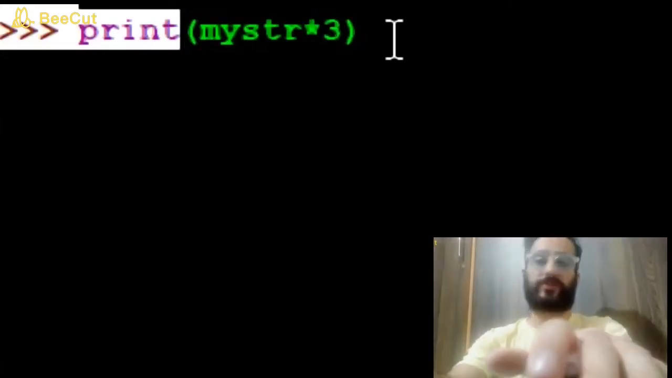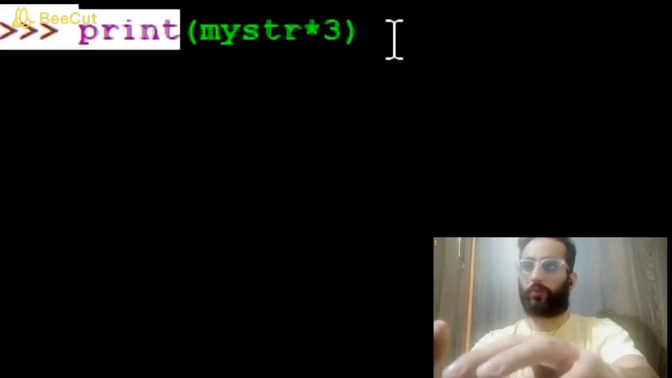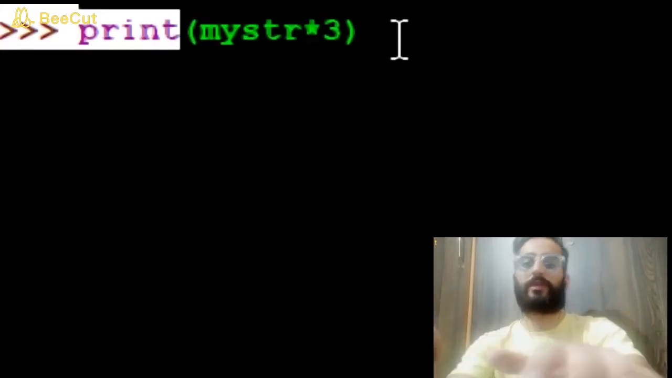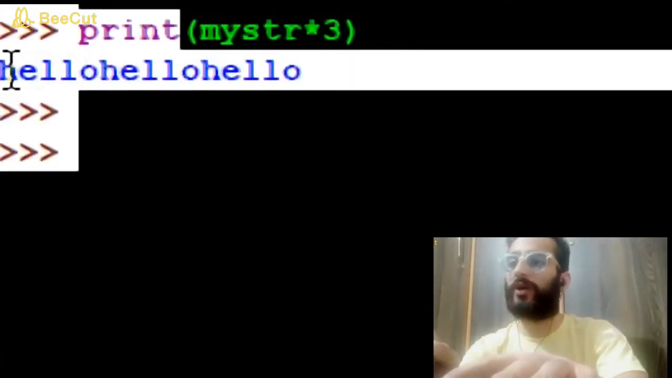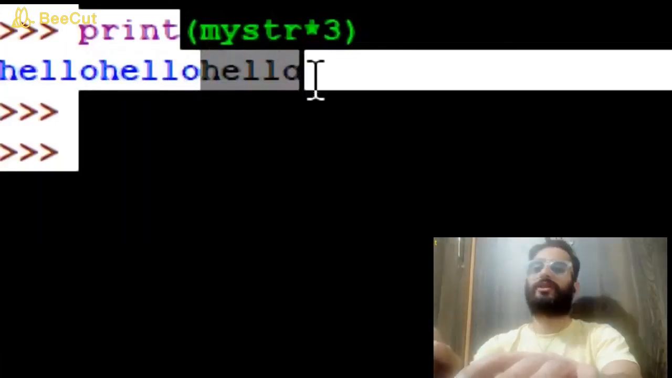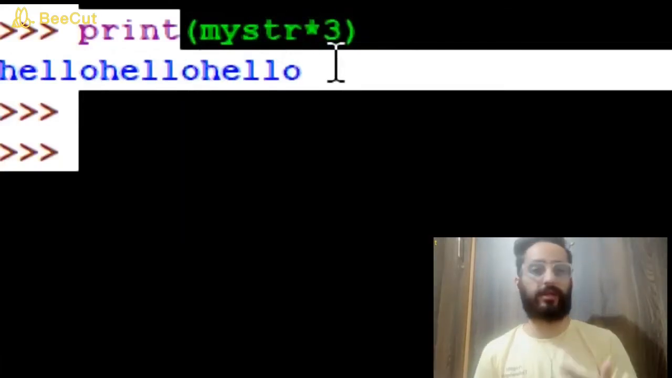Print my string into 3. My string's value is hello. Okay, guys, look here. Hello, how many times has it printed? 1, 2 and 3. So 3 is the number we had given here to multiply my string with. If we multiply any string by any integer number, Python will print that string that many times.